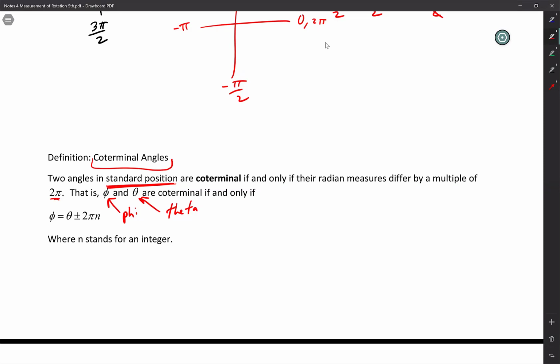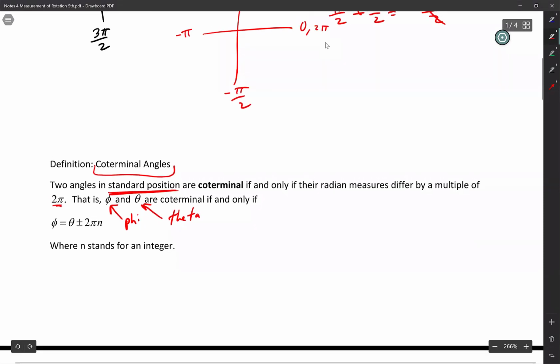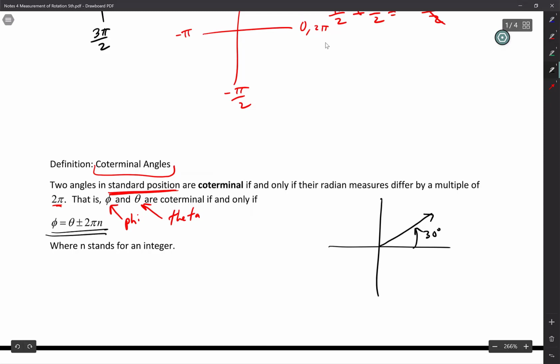What does this mean? Let's start with degrees first, because I think you guys have more experience with degrees. So here's an angle in standard position. Maybe I should start with radians. Yeah, let's start with radians, because they give me the formula in radians first. I'm going to call that pi over 6, which is the same thing as 30 degrees.